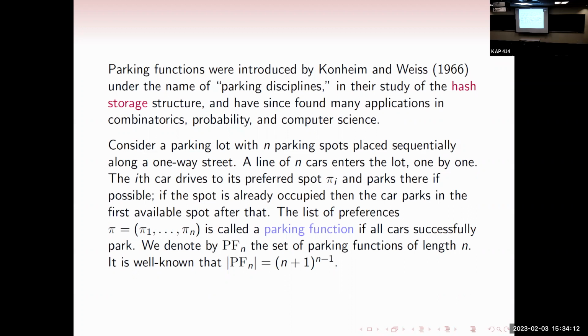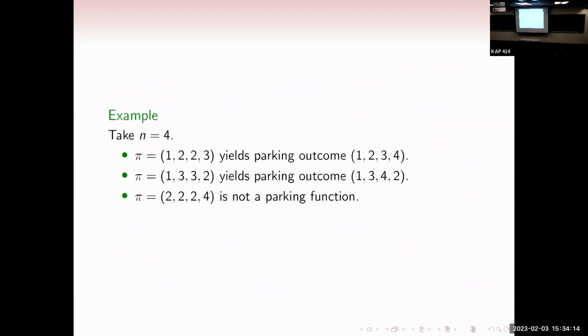We'll just stop anytime if anything is unclear. So here I give a quick example just to make sure that everyone is on the same page. If we have parking preference 1, 2, 2, 3, it means the first car prefers spot 1, second car prefers spot 2, and then as you can see, both cars will take their preferred spot.